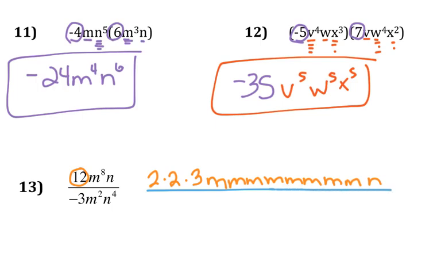Okay, the denominator, the negative 3, I'm going to write that as negative 1 times 3. So pull out the negative as its own number. And then m to the 2nd power, n to the 4th power. So now what I'm going to do is I'm going to look for factors that are common, because if I have 3 divided by 3, it's 1. M divided by m is 1. N divided by n is 1. And so what do I have left?